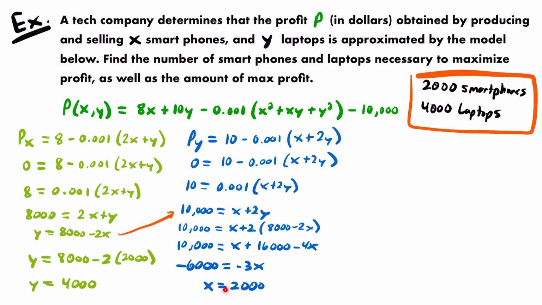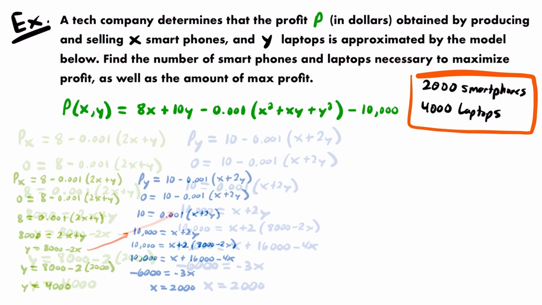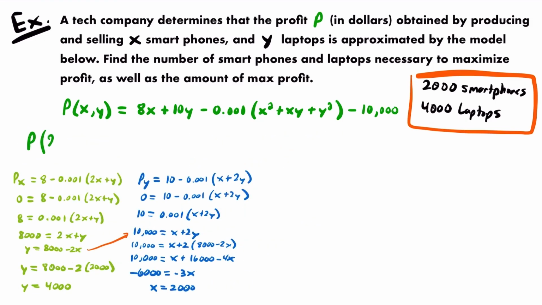So we want to plug those two values into our profit function. So let's do that here. We will have p of 2,000, 4,000 is equal to 8 times x. So 8 times 2,000 is 16,000. And then we have plus 10 times y, where y is 4,000. So that will give us 40,000. So we have 16,000 plus 40,000, which will give us 56,000. So that takes care of the first term.